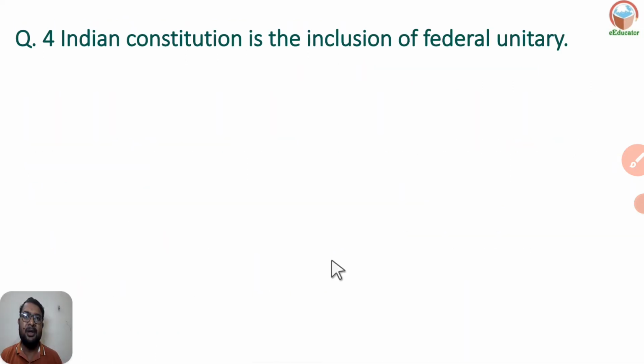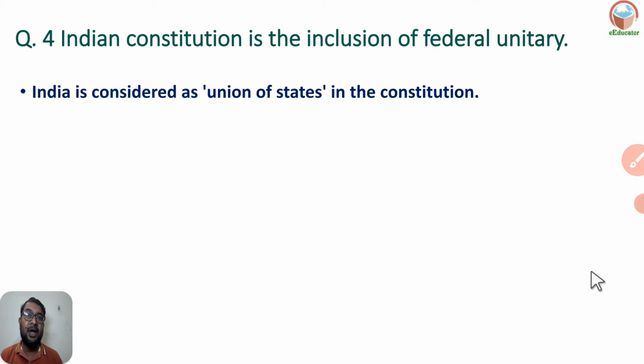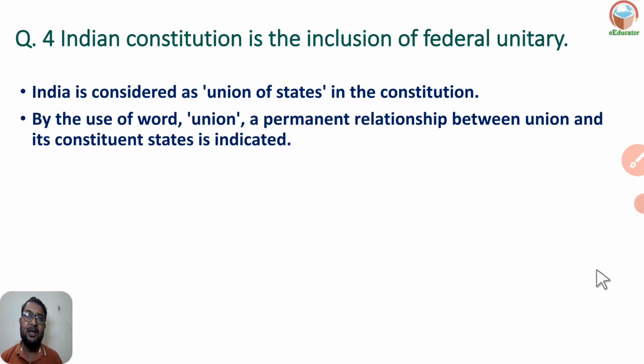4th number. The Indian Constitution is the inclusion of federal and unitary features. India is considered a union of states in the Constitution. By the word union, a permanent relation between the union and its constituent states is indicated. So there is a permanent relation between the union and the states.